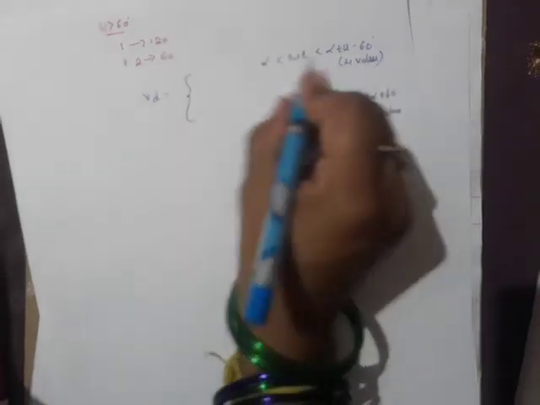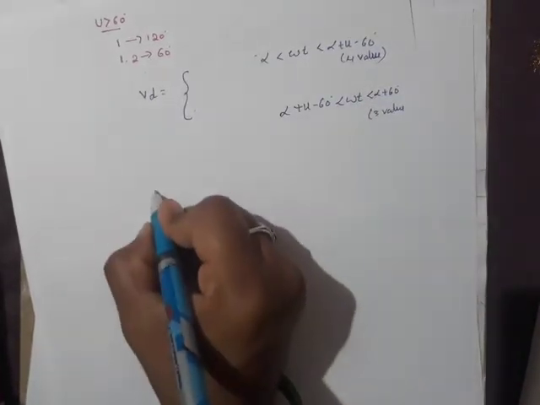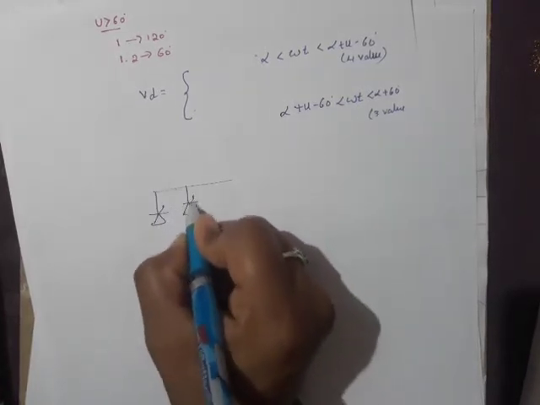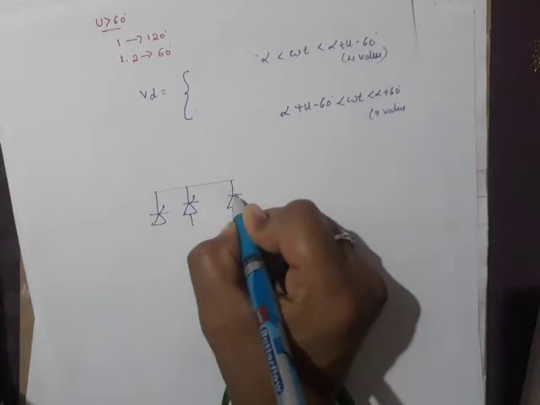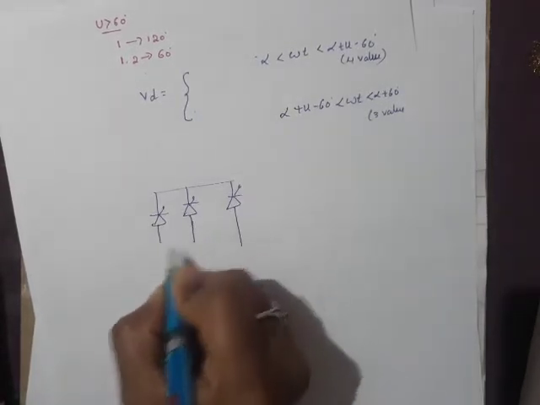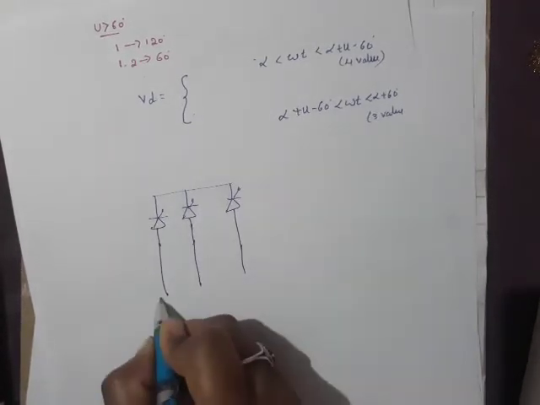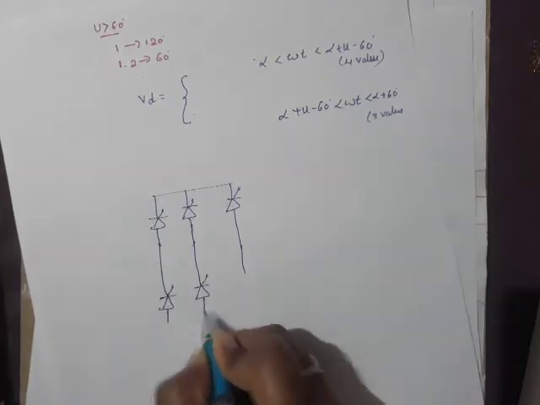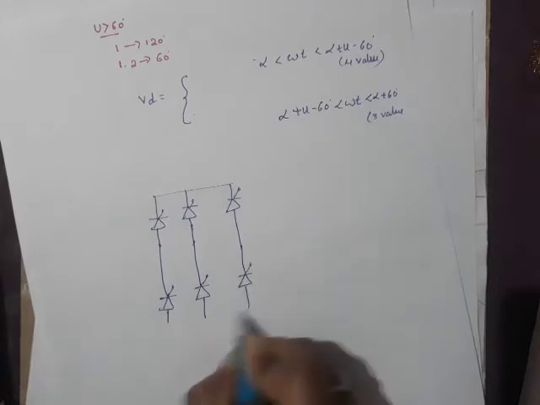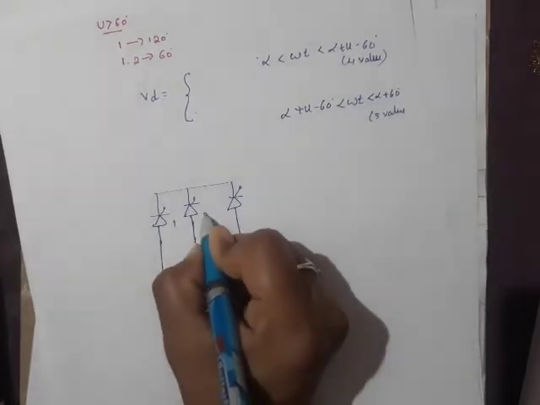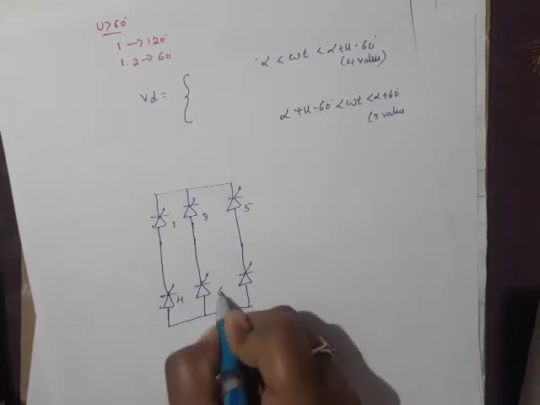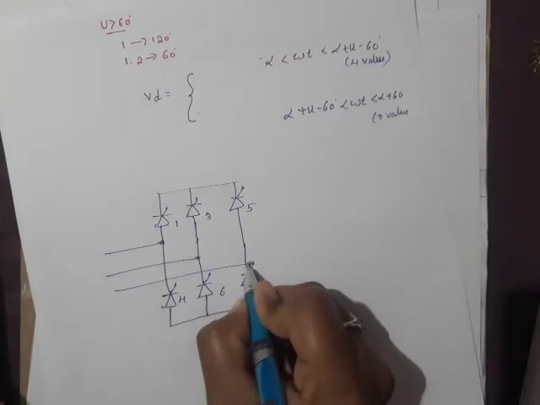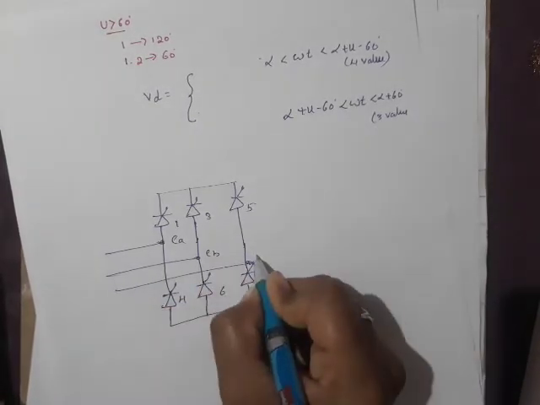So what is the output voltage when 4 valves were conducting? We know the Graetz bridge. So the Graetz bridge is given like this. Valve number 1, 3 and valve number 5. So valve number 2, no, not 2, it is 4, 6, 2. Right? This is 1, 3, 5. This is 4, 6, 2. This is connected to AC supply. So here it is EA, EB, EC.